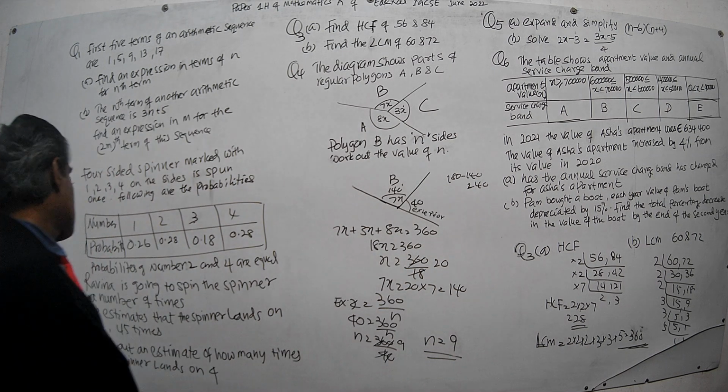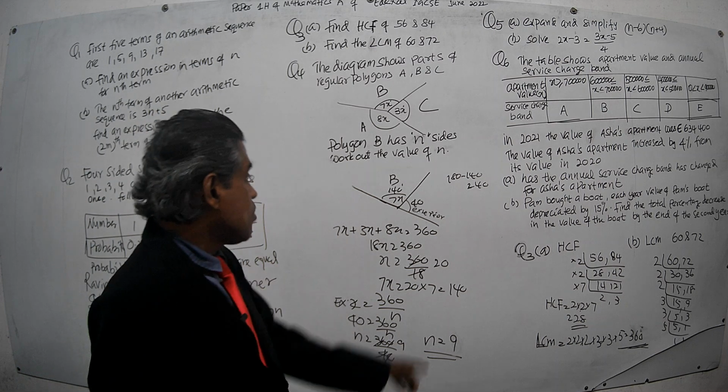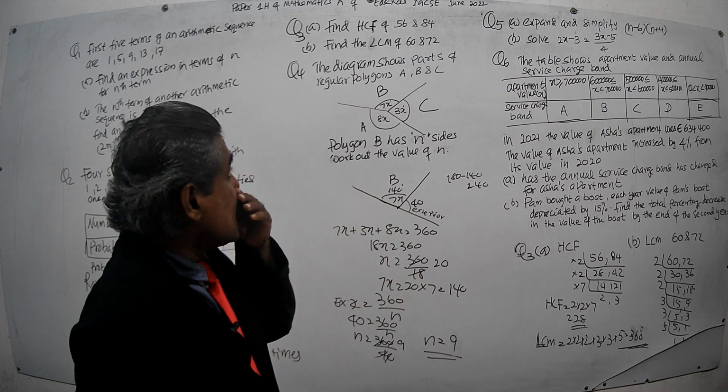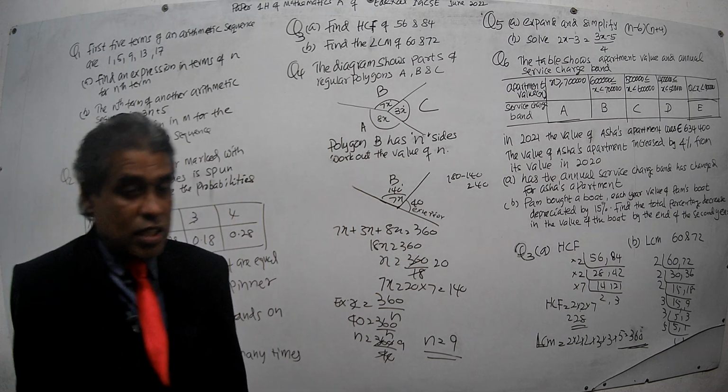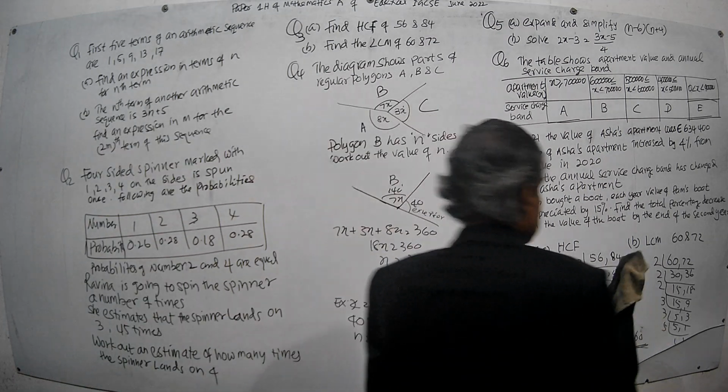Okay. n equals 9. That is found. That is the number of sides of it. Now we are moving to the next question. This is question number 4. Go to question number 5. Easy question.